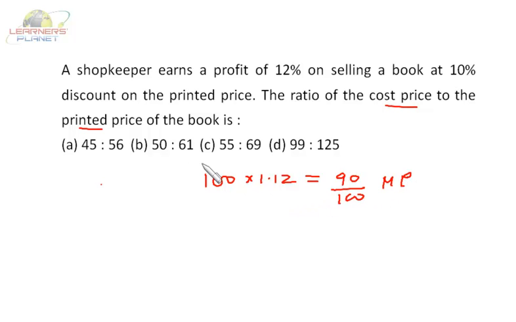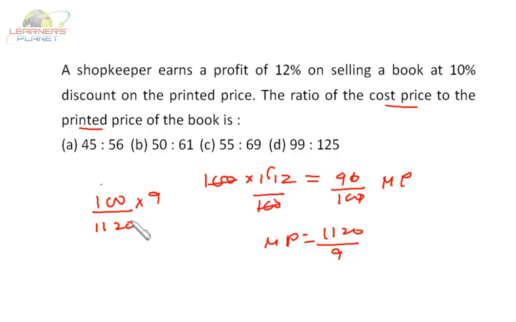Now we can calculate the printed price, or mark price. So it's 1120 by 9. Now this is the mark price and 100 is the cost price, so we can find the ratio. It's 100 by 1120 into 9. So it is 45 by 56. I hope you are getting my point. Just go logically as far as possible.